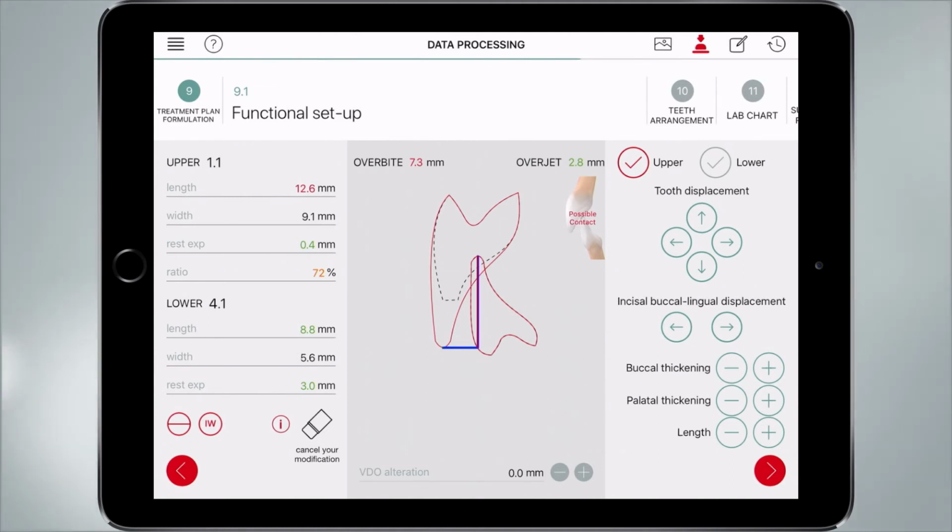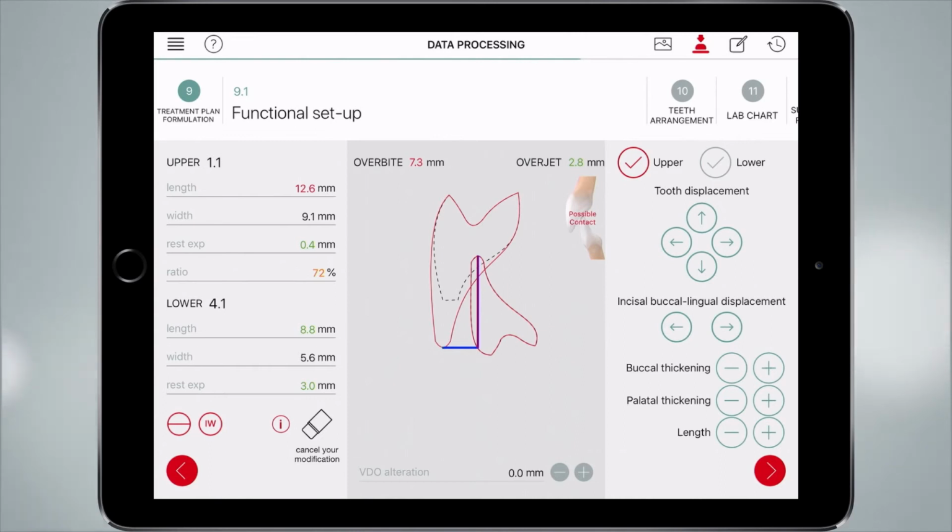Then lower arch 41, 8.8 millimeter length, 3 millimeter position. Both are perfect because they are green. Then we have overjet value 2.8, perfect. Overbite is absolutely bad because 7.3. So, but what is missing now? It's missing one important step.